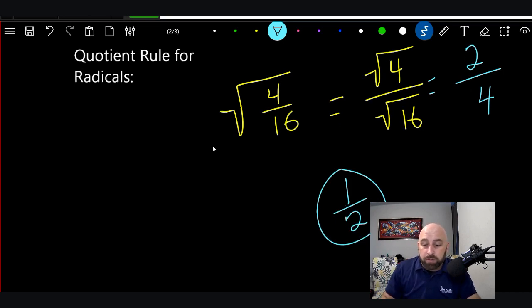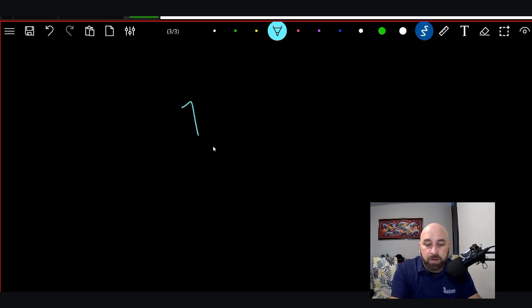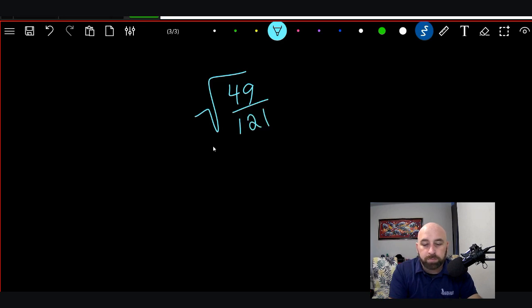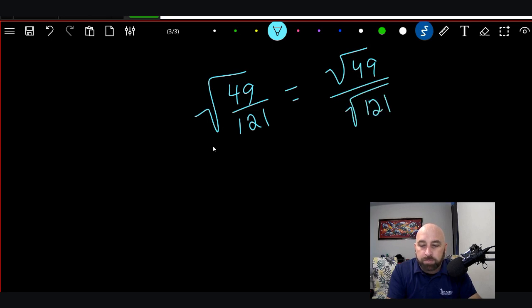Let's do another one. Here's an example in the book. Square root of 49 over 121. Okay, how do I do that? Well, that equals the square root of 49 over the square root of 121. What does that equal? What's the square root of 49?